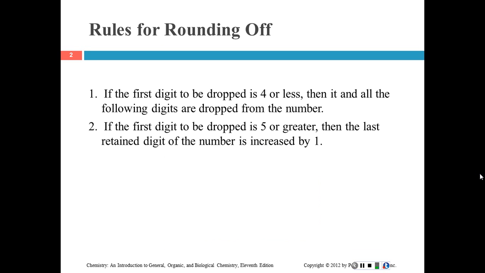So everybody pretty much knows the rules for rounding, but I'm just going to reiterate that. Once you decide how many significant figures you have, you're going to drop some, okay? If the first digit you drop is 4 or less, then the next number is going to stay the same. If the first digit that you're going to drop is 5 or greater, then the last digit that you keep will be increased by 1, so you'll round up, okay?